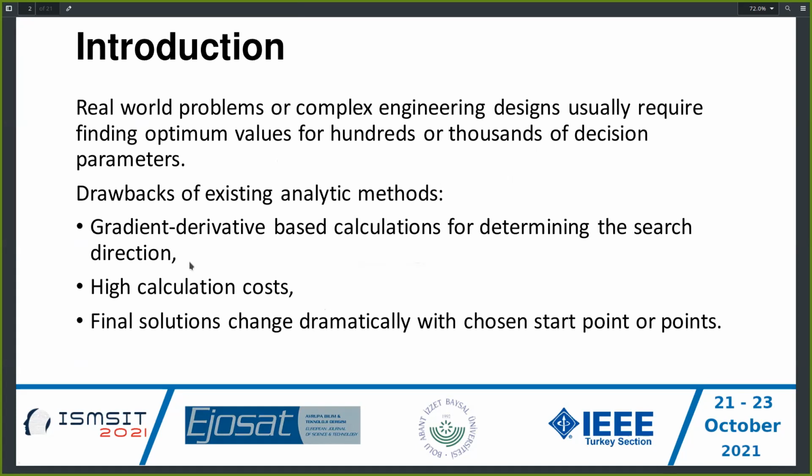So first, in the real world, we have complex engineering data problems that require finding optimal values. Most of the time, these problems have 1,000, even 100 of 1,000 decision parameters. Conventional analytical methods have some drawbacks, like gradient derivative based calculation for determining the search direction, high calculation cost, and also if the final solution changes dramatically with the chosen starting point, the algorithms waste a lot of resources.